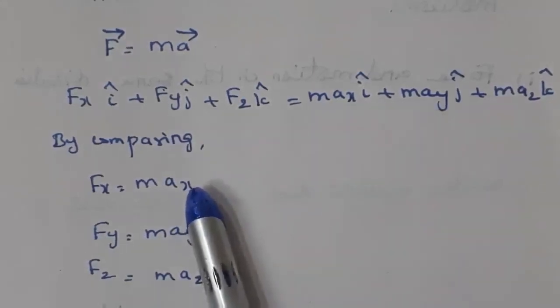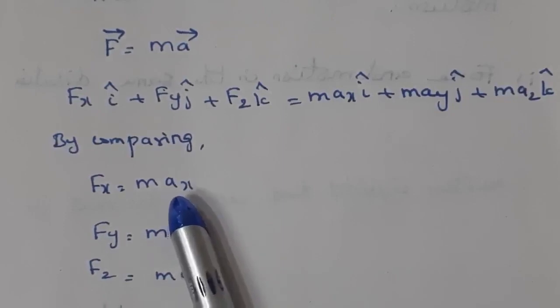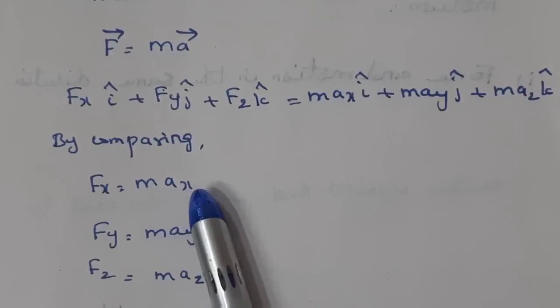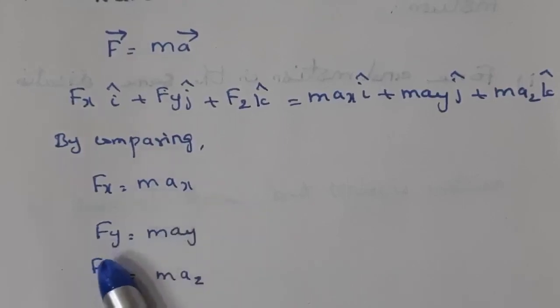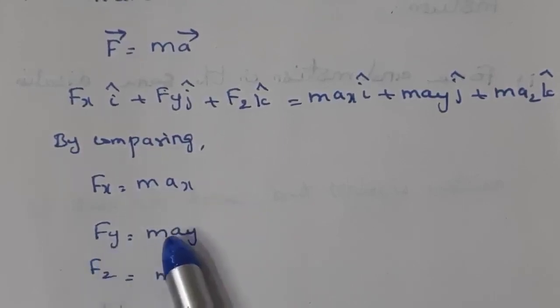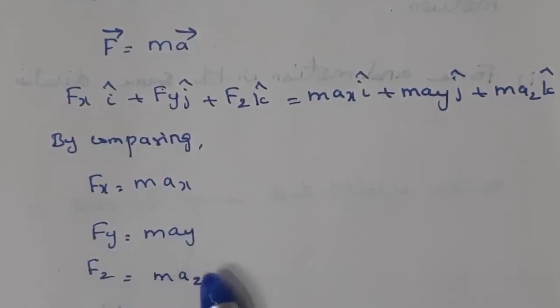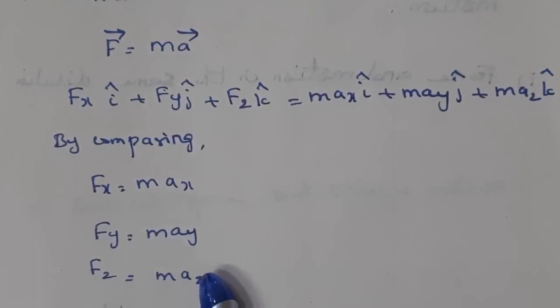Fx is equal to m ax. When the force is acting along the x direction, acceleration is also along the x direction. When the force is acting along the y direction, acceleration is also along the y direction. When the force is along the z direction, acceleration is also along the z direction.